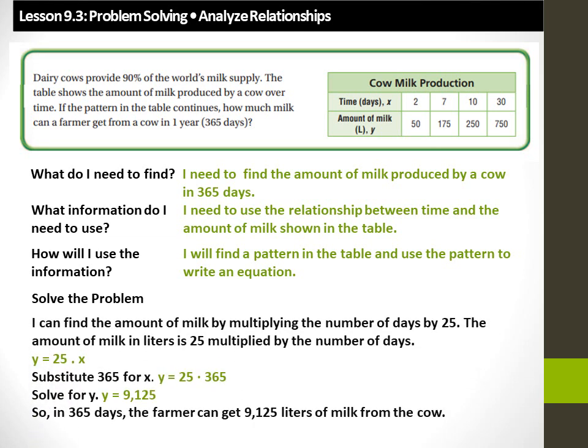Let's solve the problem. I can find the amount of milk by multiplying the number of days by 25. The amount of milk in liters is 25 multiplied by the number of days. So the equation here is y equals 25 times x. Substitute 365 for x, since x is the time. y would be equal to 25 times 365, which is equal to 9,125. So in 365 days, the farmer can get 9,125 liters of milk from the cow.